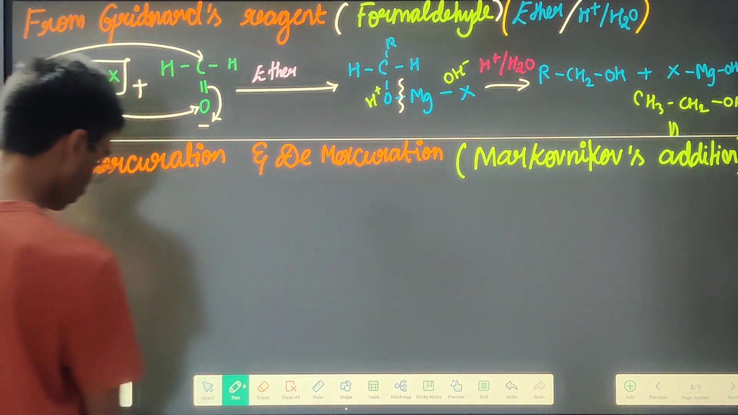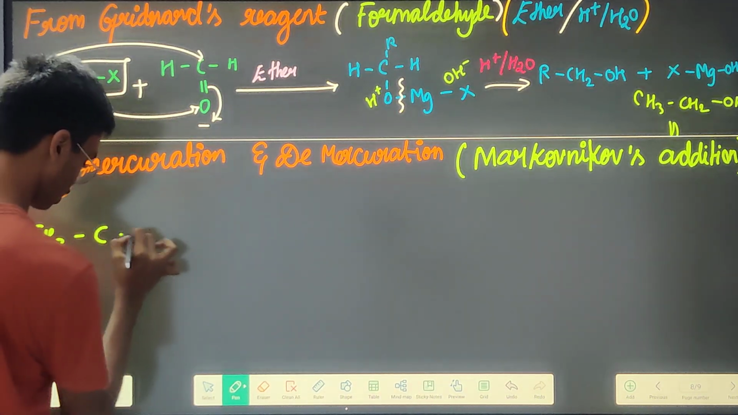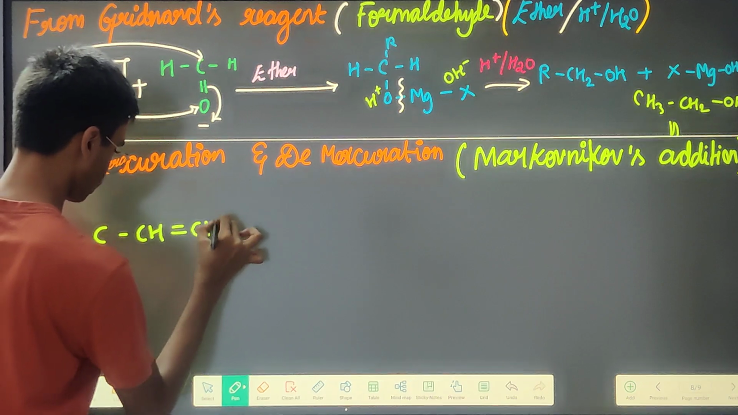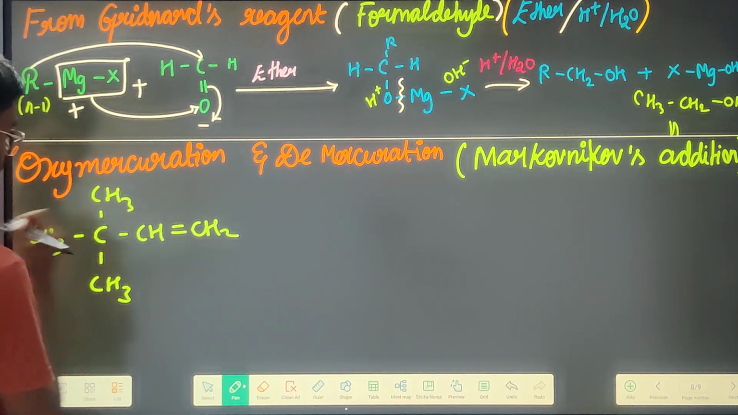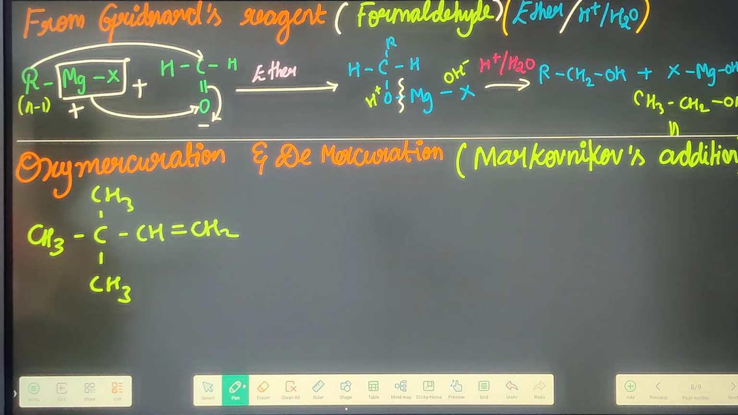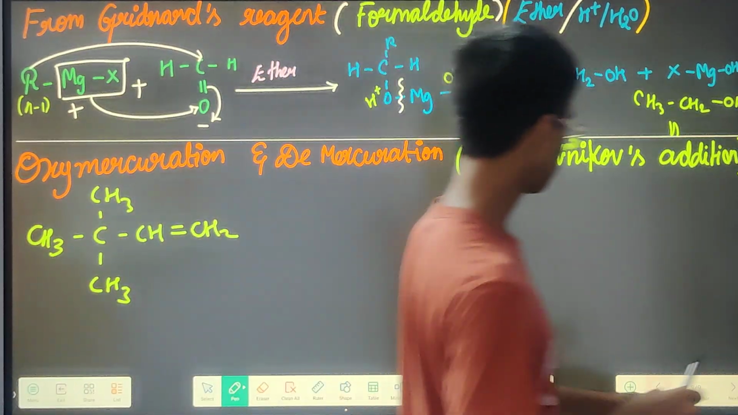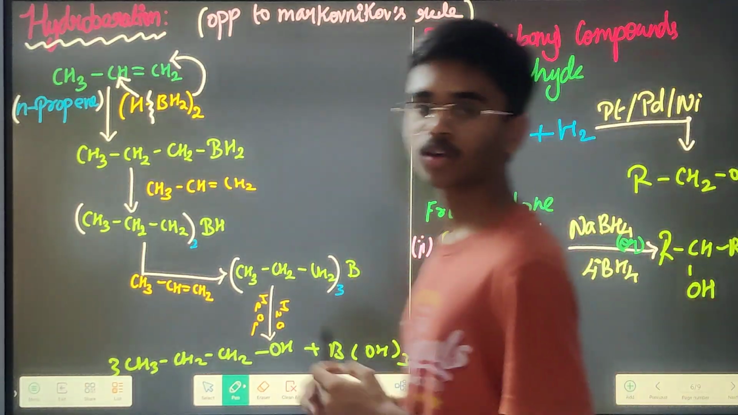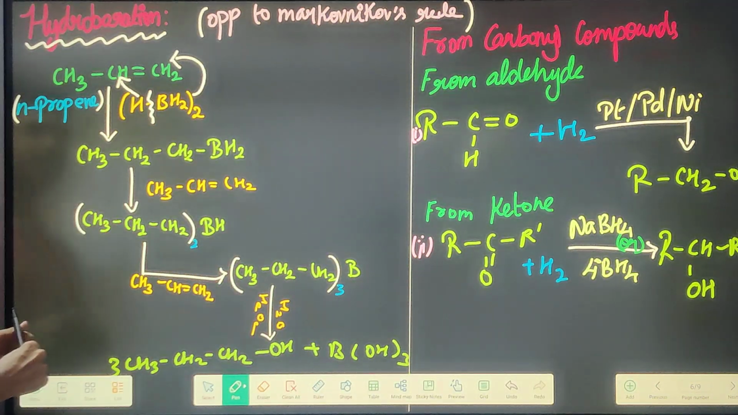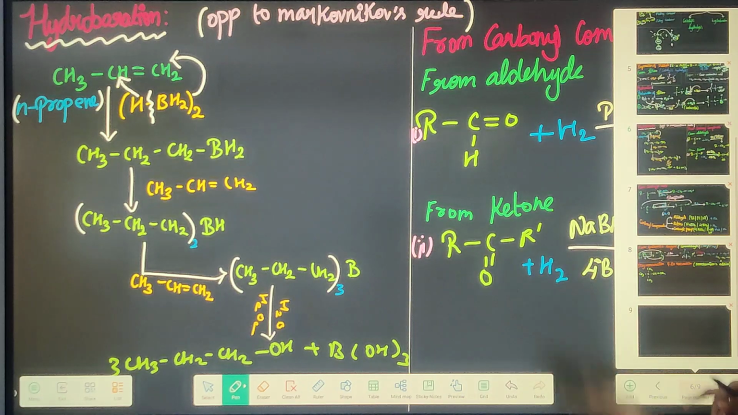First of all you are having your compound, CH3, CH double bond CH2, CH3, then your CH3. So this is your alkene that you have over here. I'm going to explain this with an example like I did over there. Now for hydroboration we talked with n-propene, right? The same thing.